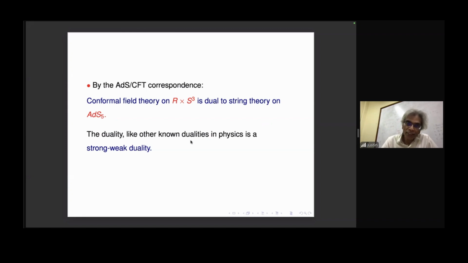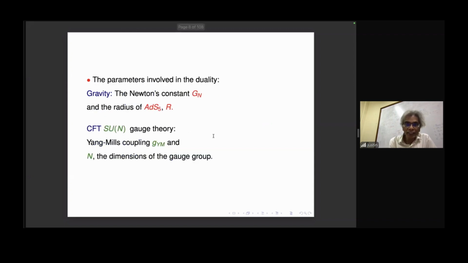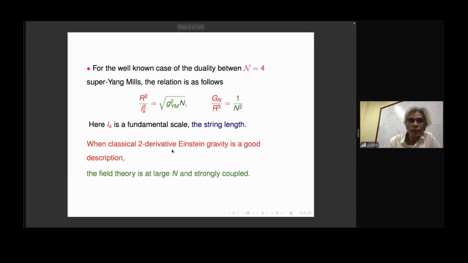Now, this duality, just like all other dualities, is a strong-weak duality. And just to recall, the parameters involved in the duality are the following. There is G, Newton's constant on the gravity side, and the radius of AdS on the gravity side. And on the CFT side, there is the SU(N) gauge theory. So there is an N, the dimension of the gauge group, and the Yang-Mills coupling g_YM. So here is the dictionary which relates the parameters. In red is basically the gravity, and in green is the CFT.